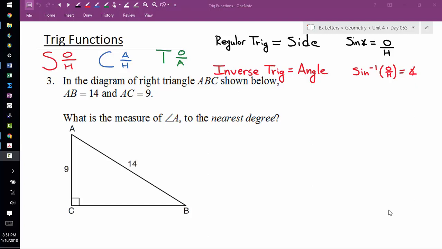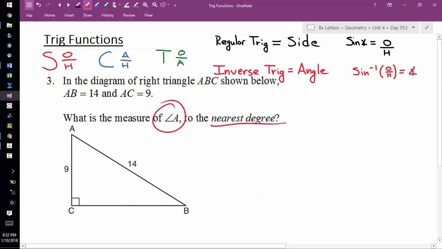Problem 3. In the diagram of right triangle ABC, they tell me AB is 14, AC is 9. That's stuff that's already included in the diagram. What you will notice is missing is a variable. We don't know if we're solving for a side or an angle. So if I read on, it says, what is the measure of angle A rounded to the nearest degree?